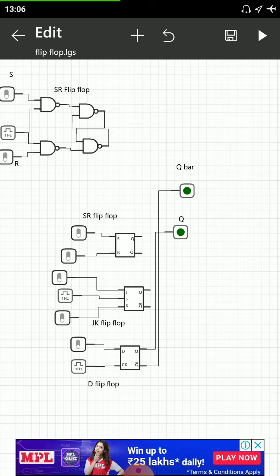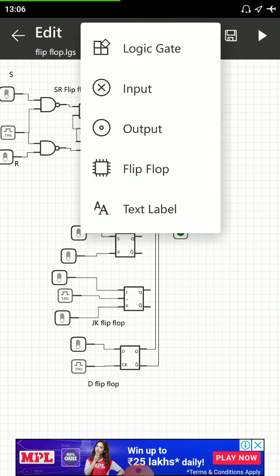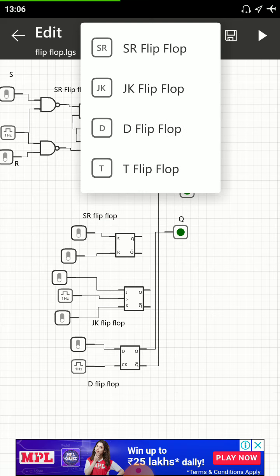associated circuitry, clock, switch, input switches and output LEDs. We can find all the components by clicking the plus sign. You can see under the flip-flop section there are various blocks. So these are SR flip-flop, JK flip-flop, D flip-flop and T flip-flop.